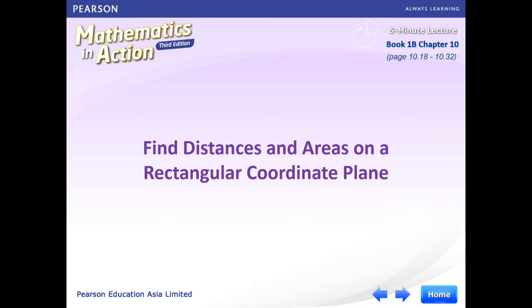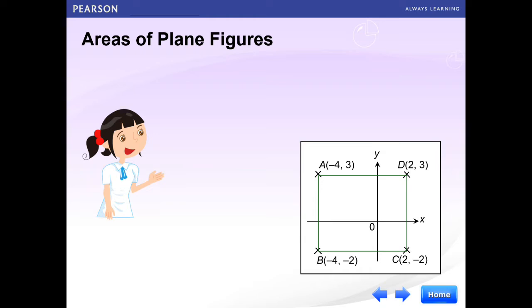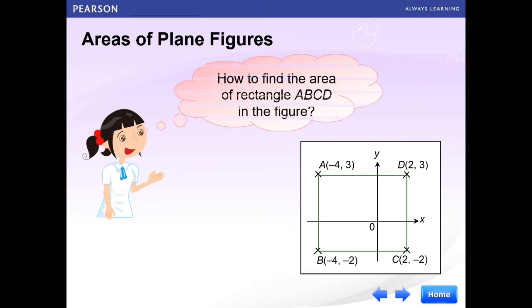Hi everyone. After you learn how to find the distance, this time you will learn how to find the areas on the figure on a rectangular coordinate plane. First, when you really want to find the area of a plane figure, of course you need to know which type of figure it is. For example, in the figure you see, it should be a rectangle. In other words, how to find the area of rectangle ABCD in this figure?